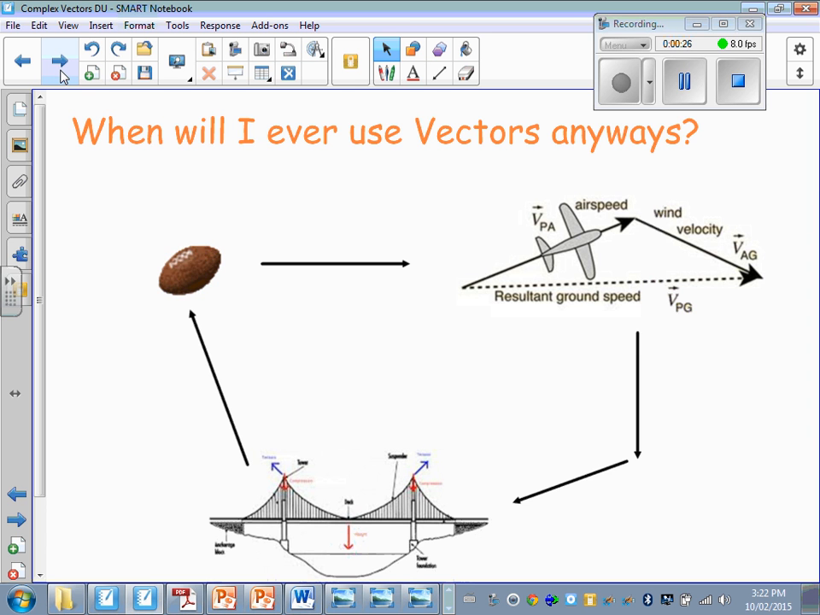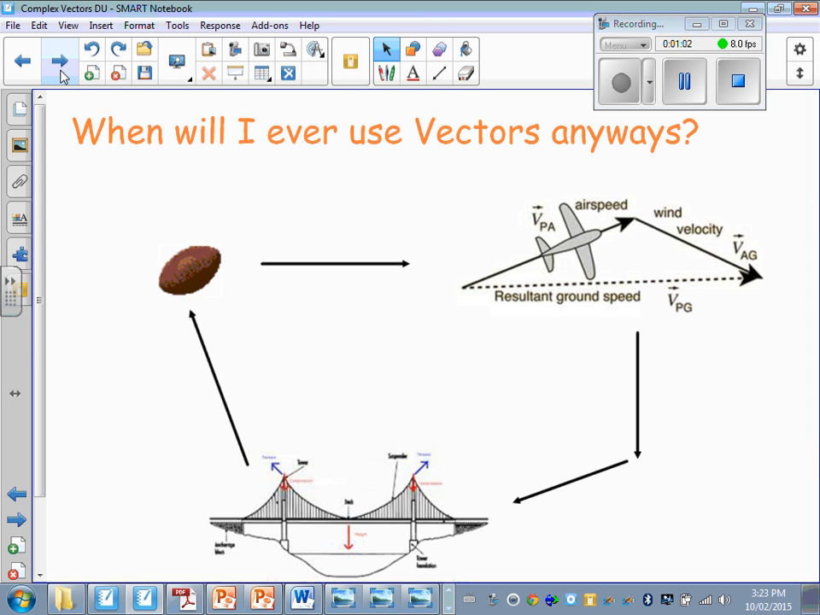Now the question is sometimes asked of me, when will I ever use vectors anyways? An interesting question. And the answer to that in physics is all of the time. You use vectors in many different units of high school physics. In kinematics, talking about velocity vectors. In dynamics, talking about force vectors. In electromagnetism, talking about electrical forces. If you progress on to third level, you might learn in modern physics about tensors. So it covers a wide range of topics.